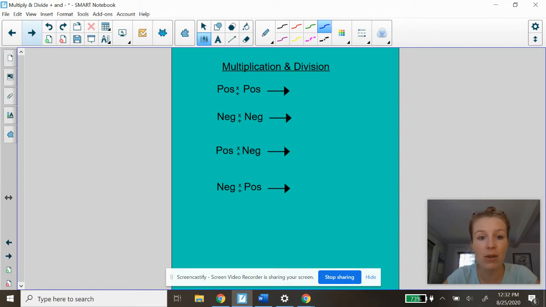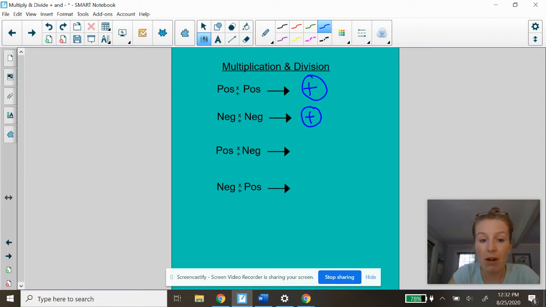So for example, you've been multiplying and dividing for a long time. And if I multiply a positive times a positive, or if I divide a positive by a positive, you know that that solution, whether it's my product or my quotient, is going to be positive. Moving on, if we take two negative numbers and we either multiply them or divide them, that answer is also going to be positive.